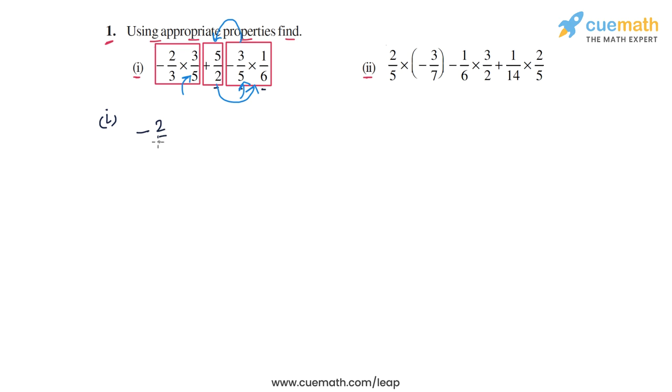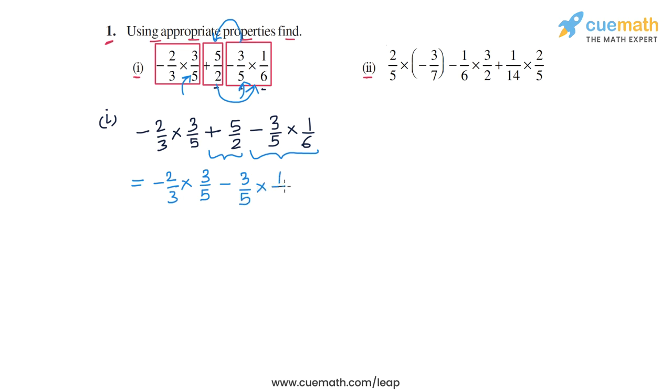Our original expression is minus 2 by 3 into 3 by 5 plus 5 by 2 and then minus 3 by 5 into 1 by 6. We will take this third part, minus 3 by 5 into 1 by 6, and bring it to the second position, and we will take the second term plus 5 by 2 and take it to the third position. So we will interchange the order of these two terms. We will get minus 2 by 3 into 3 by 5, and then the third term minus 3 by 5 into 1 by 6, and then plus 5 by 2. And why can we do this? Well, we can do this because addition is commutative. So because of commutativity of addition, we can do this.